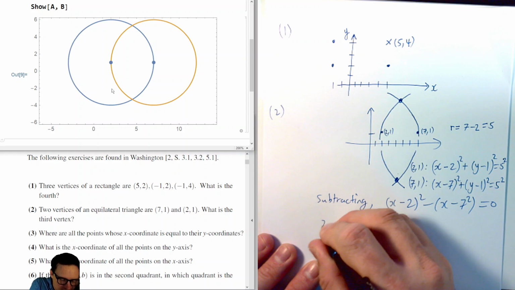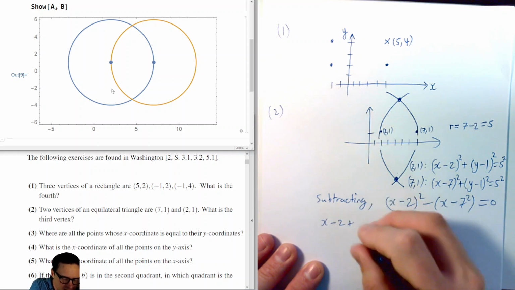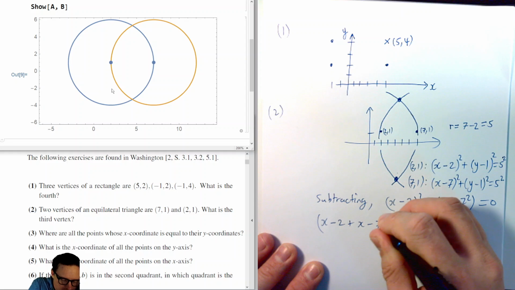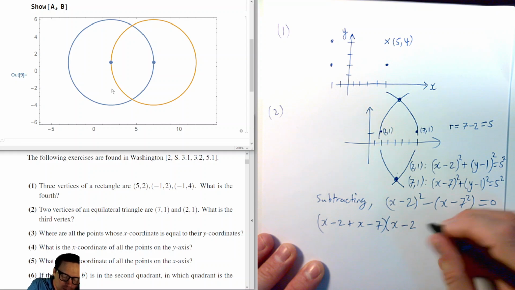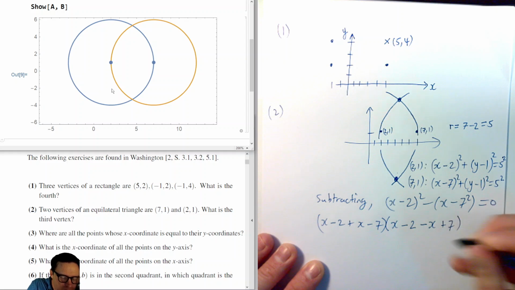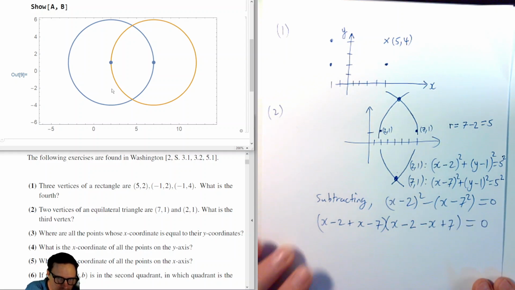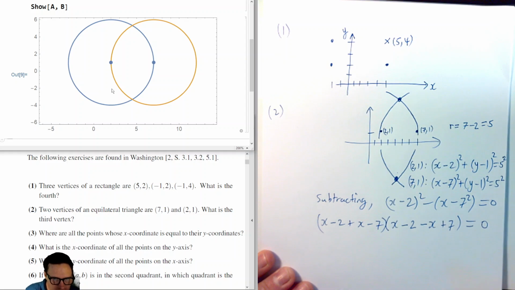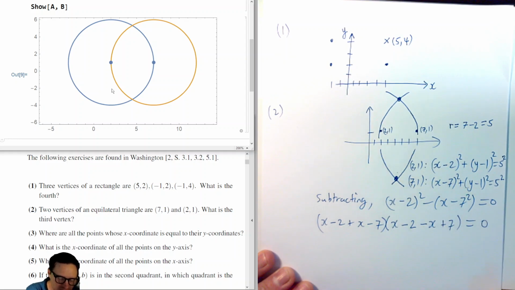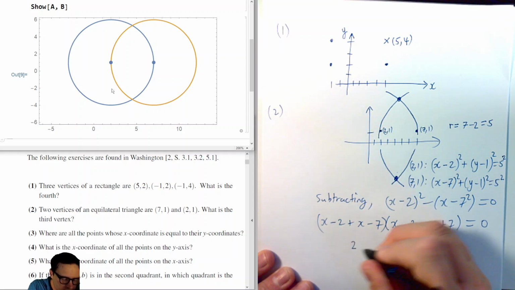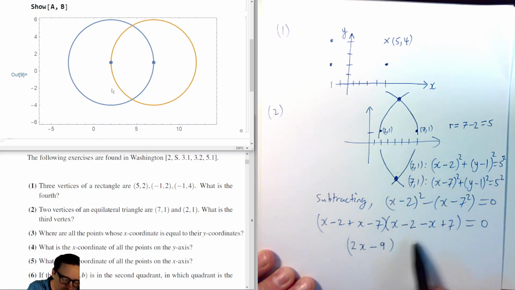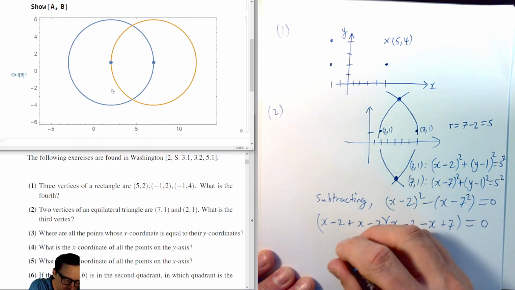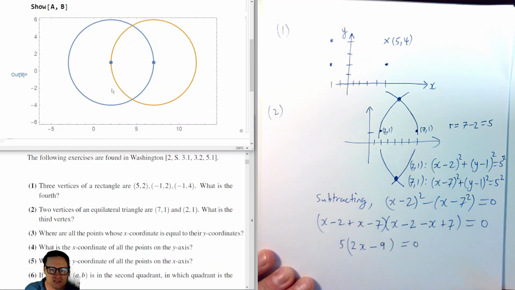So we see then that we have (x minus 2) plus (x minus 7) multiplied by (x minus 2) minus (x minus 7), but when we distribute that minus over, we have minus x plus 7. So this product is 0. Now in the first multiplicand, we have 2 of the x's. In the second multiplicand, the x's vanish. So this gives us (2x minus 9) multiplied by 7 minus 2, which is 5. So let's put the 5 over here, and this is equal to 0.